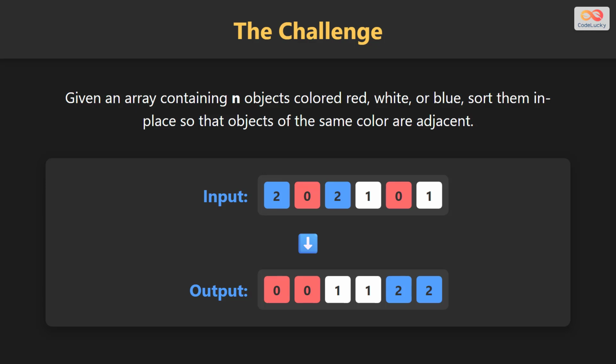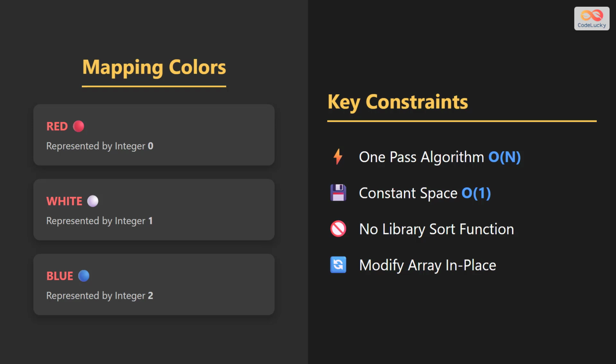You are given an array with n objects colored red, white, or blue. Your task is to sort them in place so that objects of the same color are adjacent. The order should be red, then white, then blue. We use the integers 0, 1, and 2 to represent these colors, respectively. To be clear, 0 represents red, 1 represents white, and 2 represents blue.